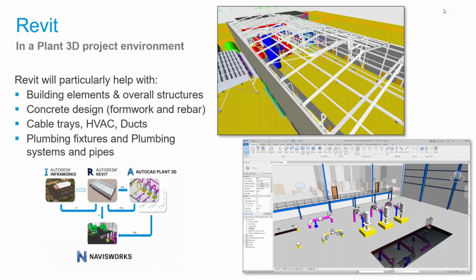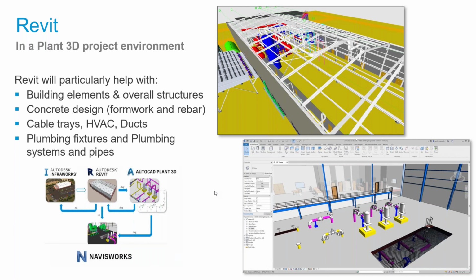For all the concrete design, formwork and rebars, Revit itself will be a very good tool. Also for some part of the plant design itself, like cable trays, all the HVAC units, the ducts, some plumbing, services systems, and the pipes, we can use Revit as well. And you can even bring your plant project into Revit. We have the ability to export an AutoCAD Plant project to Revit to bring even the process pipes into Revit.